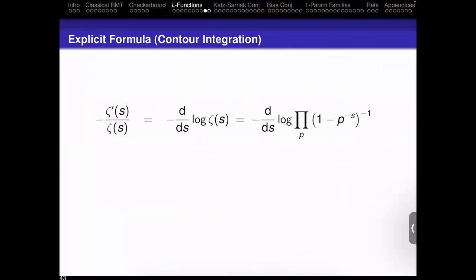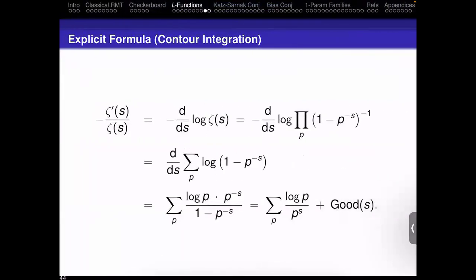So in complex analysis, one of the Pavlovian responses you get whenever you see a function is you take its logarithmic derivative and then you do a contour integral. And so we take the Riemann zeta function, we take its logarithmic derivative, and because we can write our zeta function as a product over primes, well, the log of a product is the sum of the logs. And this is why it's so important that we always have this product expansion for our L-functions. We want to be able to do calculations like this.